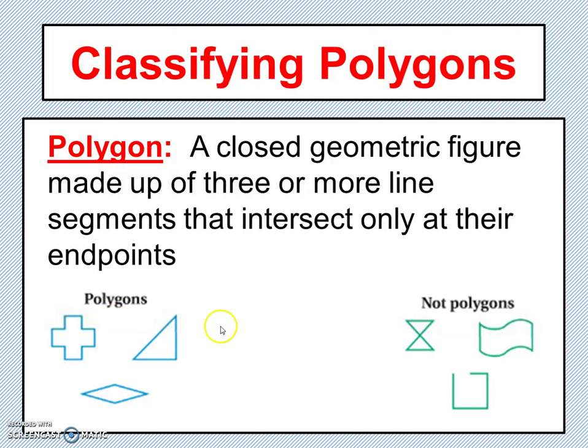These are not polygons. This intersects at more than one place. This is an open figure, and this one has curves. So these are not polygons. So if we're classifying as polygon or not polygon, this would look like your classifications. So we're going to stop the video here, and I'm going to ask you to type in why these are not polygons.